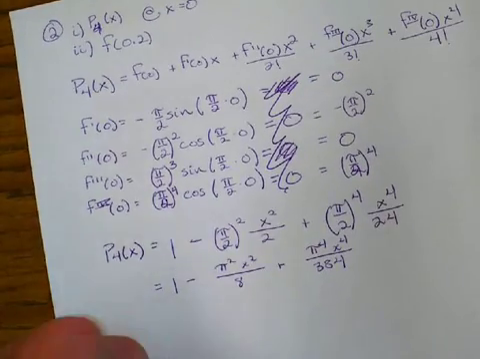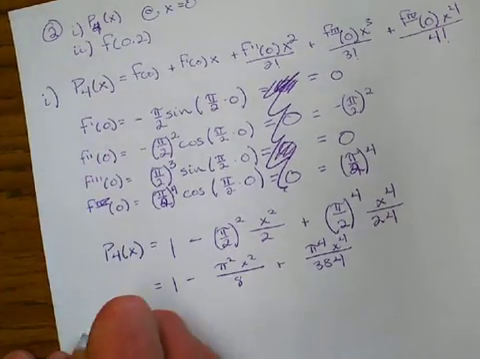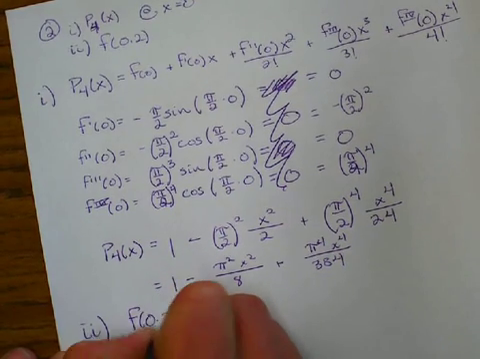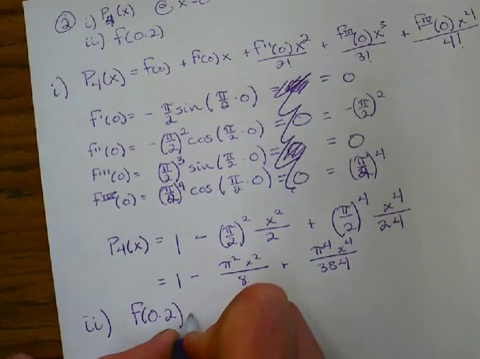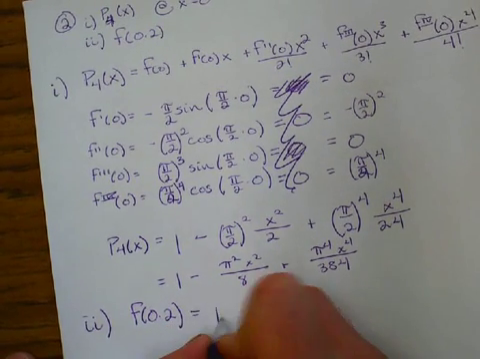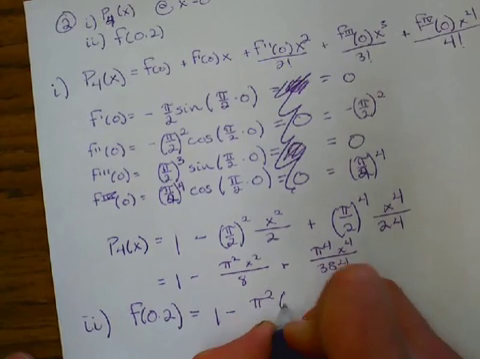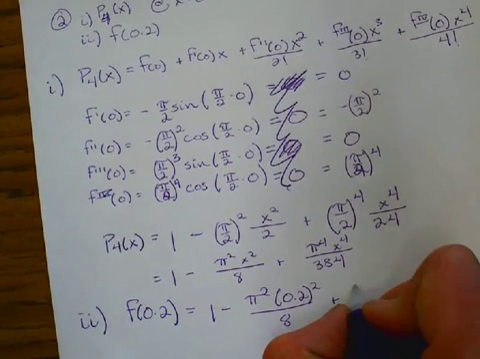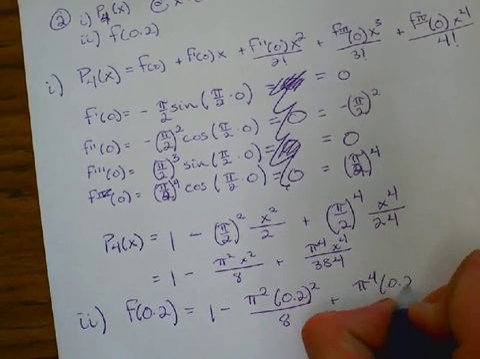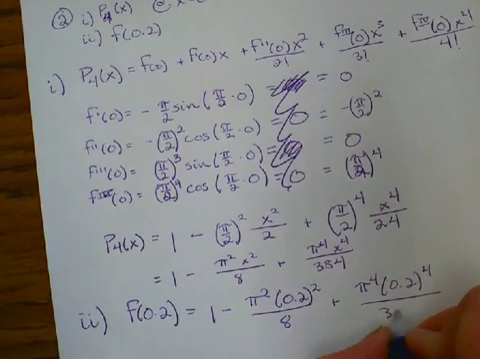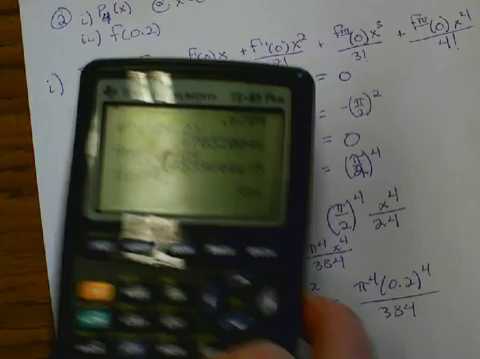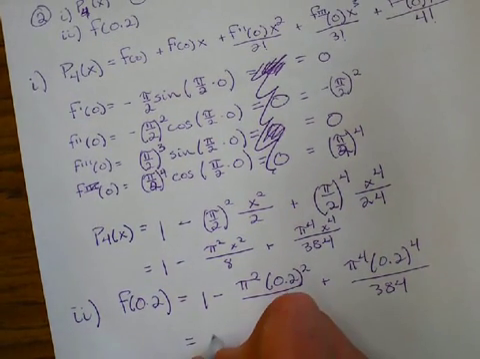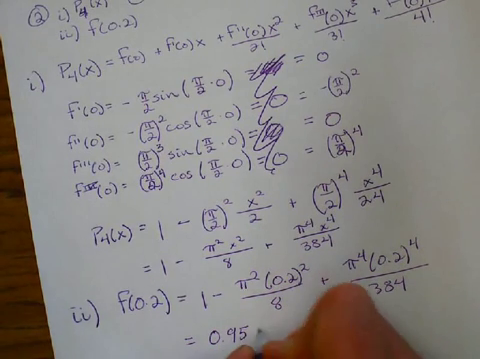Now, second part, that was first. Second part, let's find f of 0.2. To do this, plug and chug. We're just going to substitute in. On a calculator. Did anyone already do this? Yes. What is this value? 0.95105.